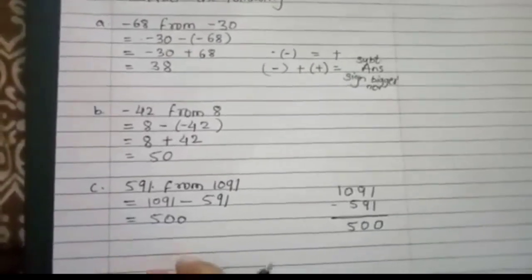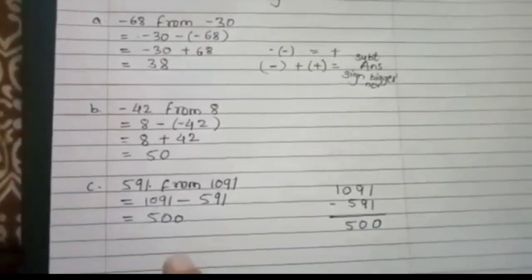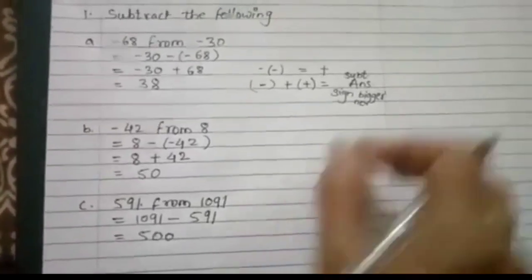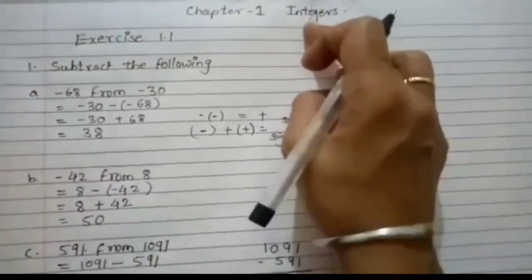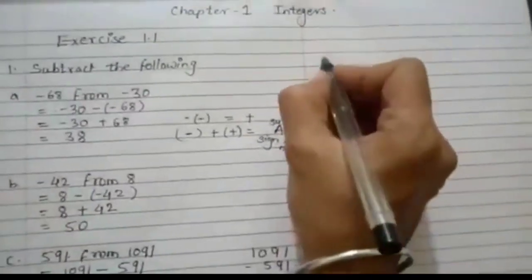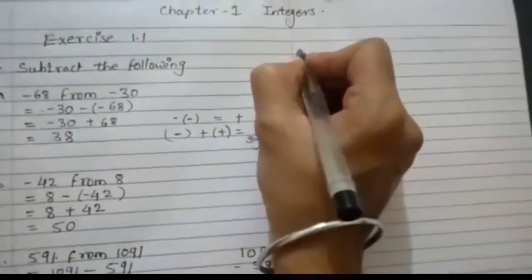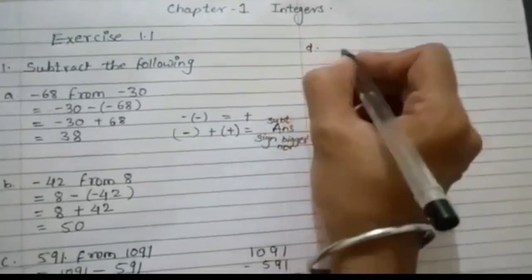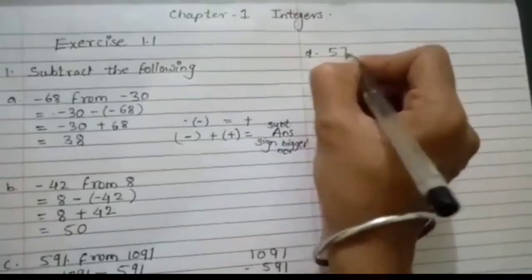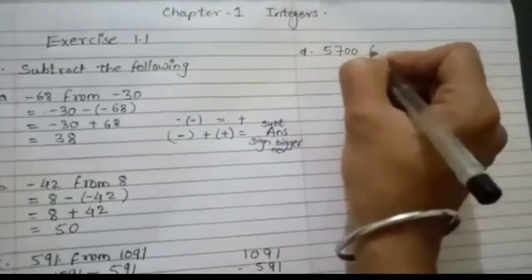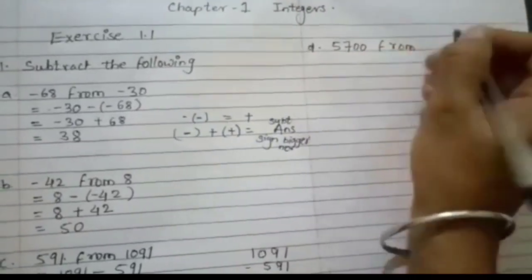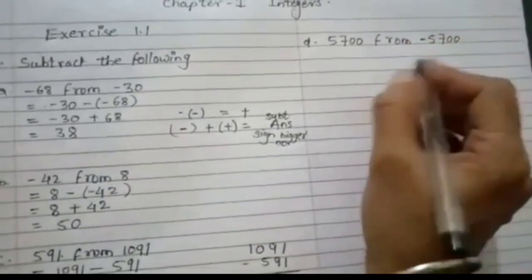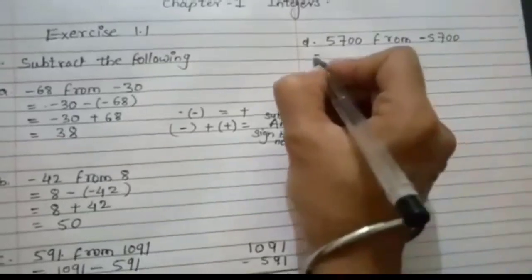Now there are only 2-3 lines. My next question will not be covered here, so I want to continue this here on the right hand side of this line. So my next question will be here. Next question is D. Okay students, and the second is 5700 from minus 5700. Okay, so this number will come first.